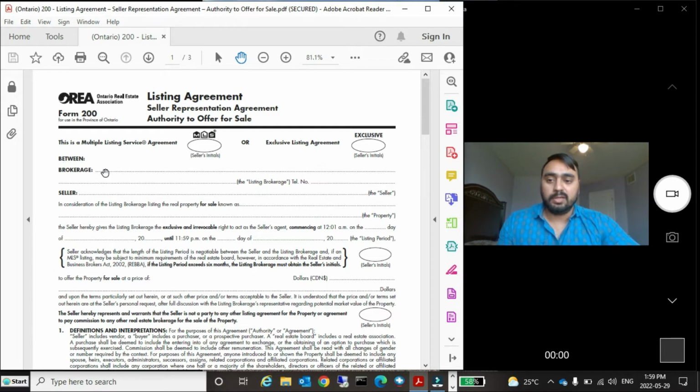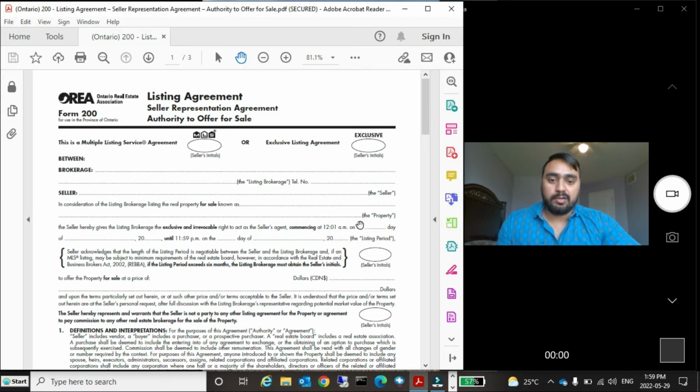And on this, there'll be an agreement between the brokerage and the seller. So the brokerage name will go up here, and the telephone number of the brokerage, and the legal name of the seller, which you will get when you verify their identity. In this section, the address of the property will go up here.